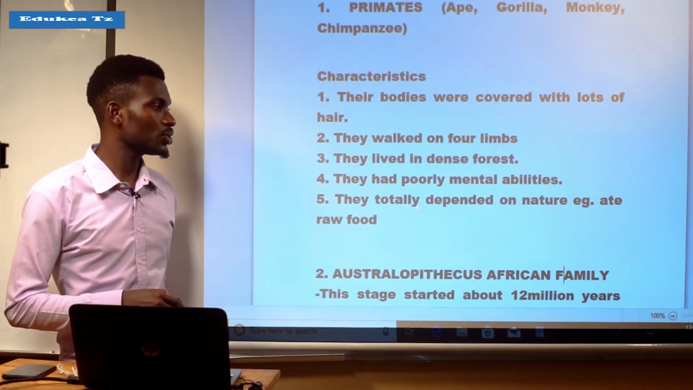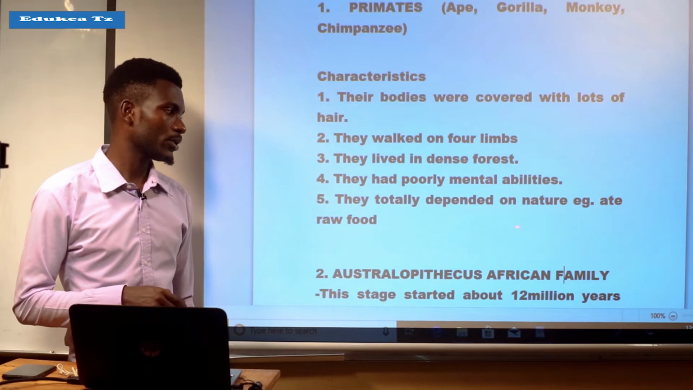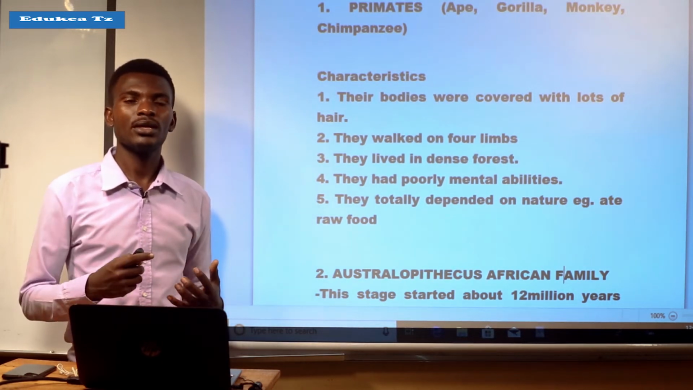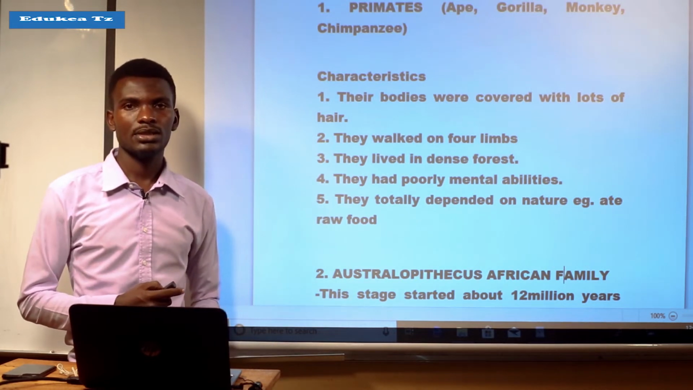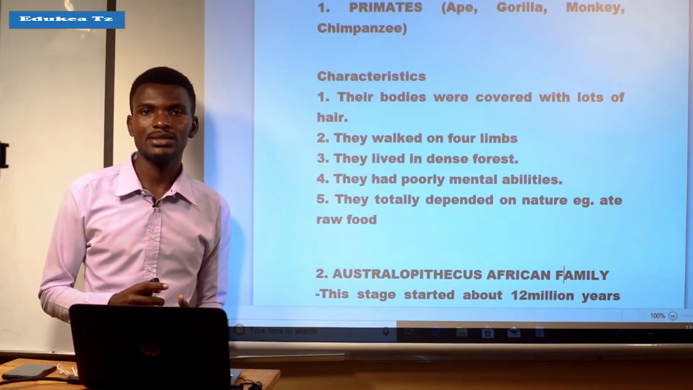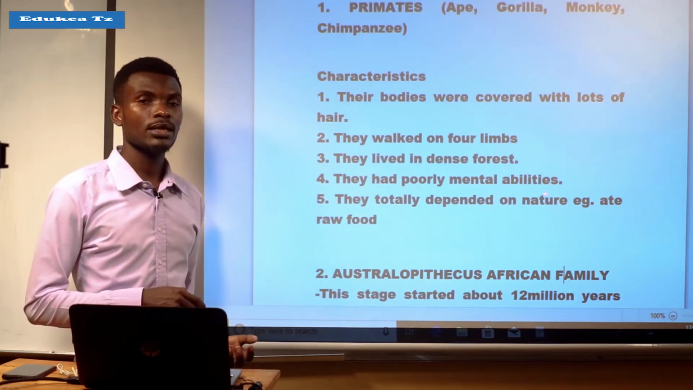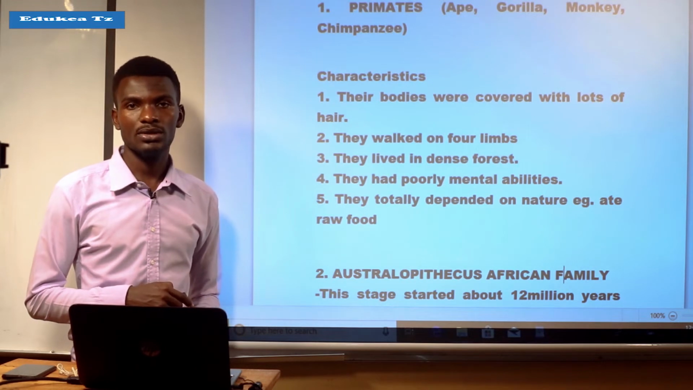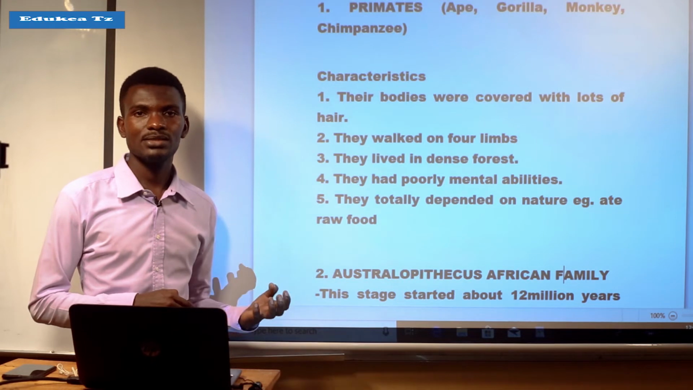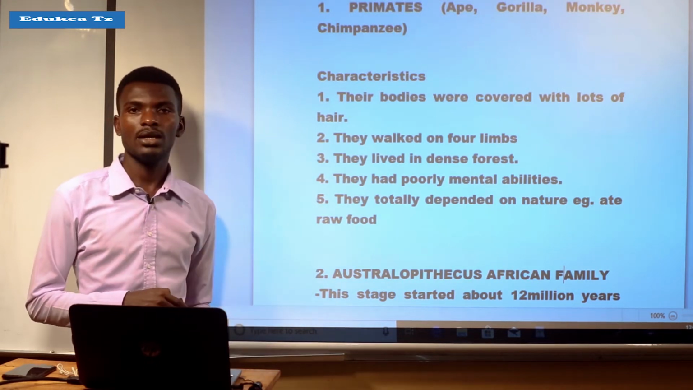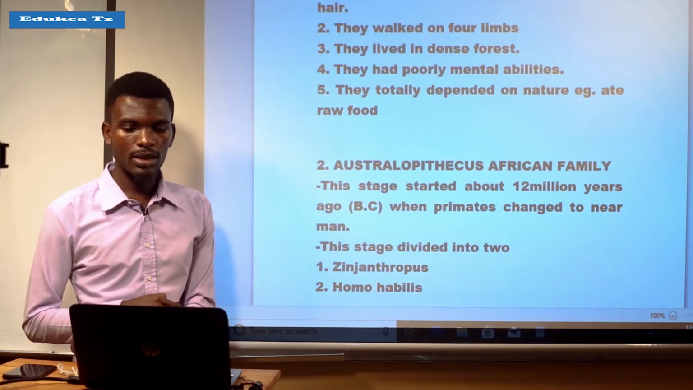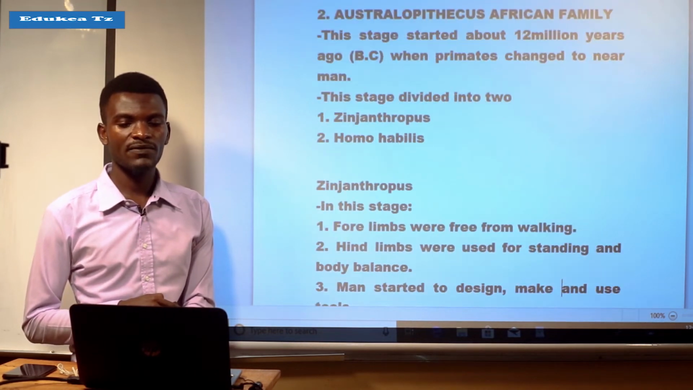And the last one, they totally depended on nature. It means that they depended totally on the environment. For example, they ate raw food, uncooked food like roots, fruits, and uncooked meat. So that was the first stage of evolution of man.